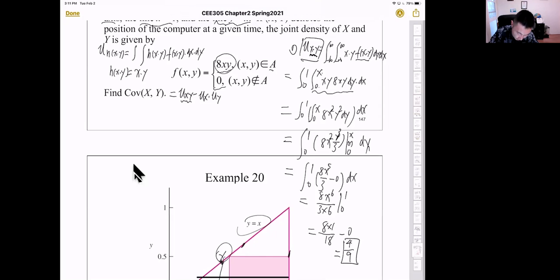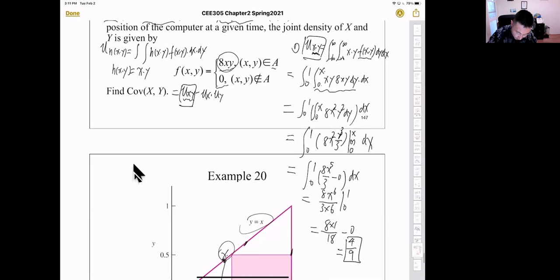So that's mu xy. We resolved this part first, and on Thursday let's do mu x and mu y. So let's stop here for today.